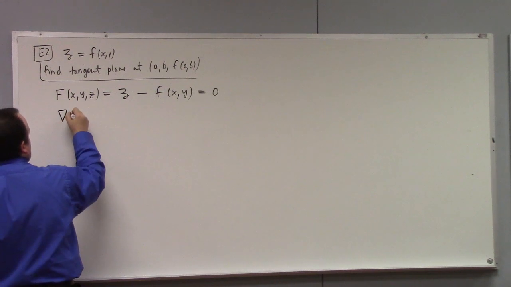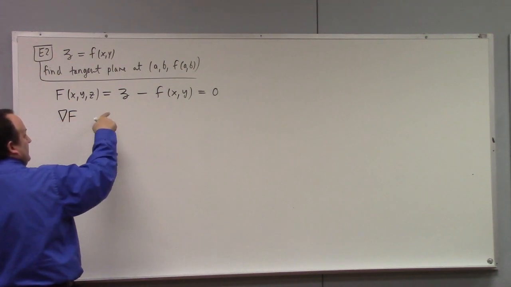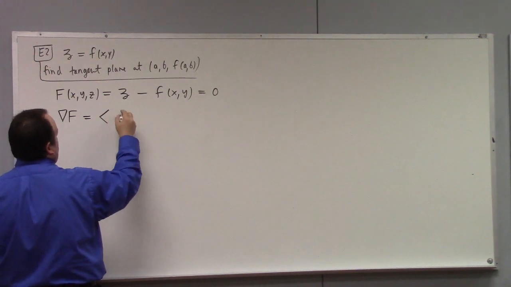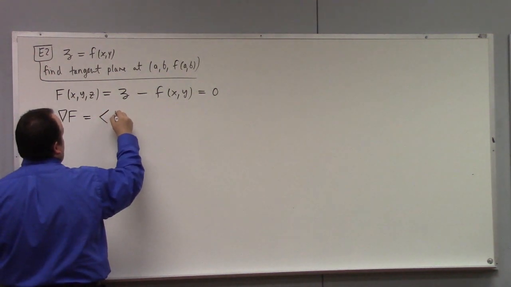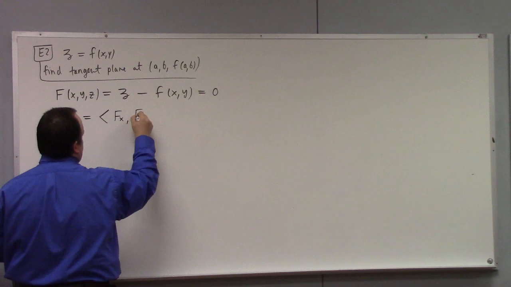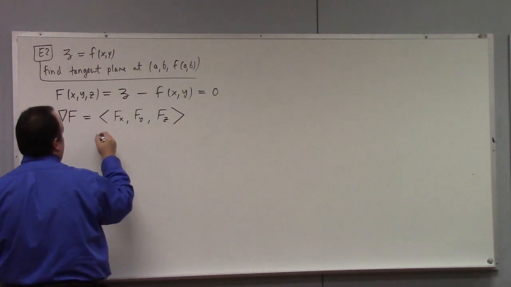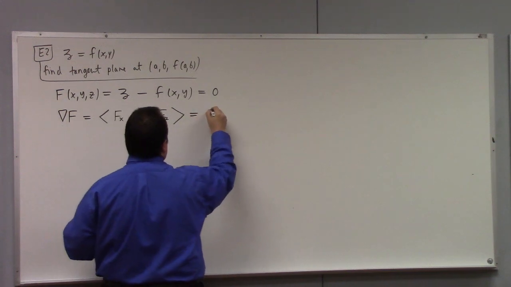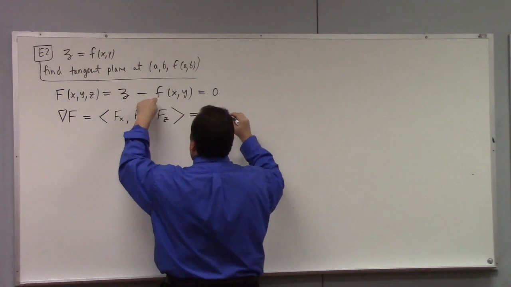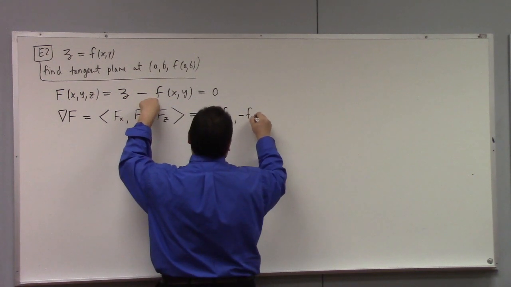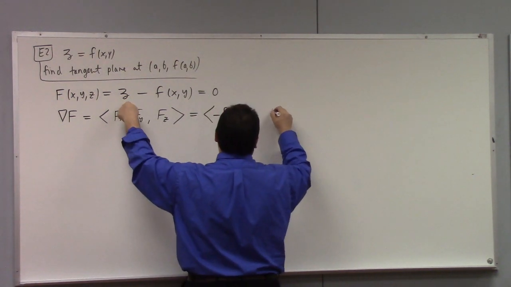And you notice that here we're thinking three-dimensionally. So nabla f would be the gradient of f. I've got f_x, f_y, f_z, which here works out to what? Well, let's just write it this way: minus f_x, minus f_y, and 1. All right?